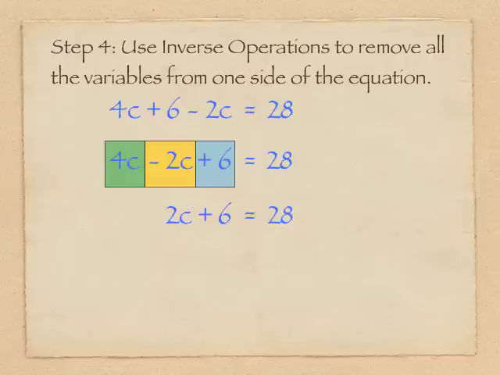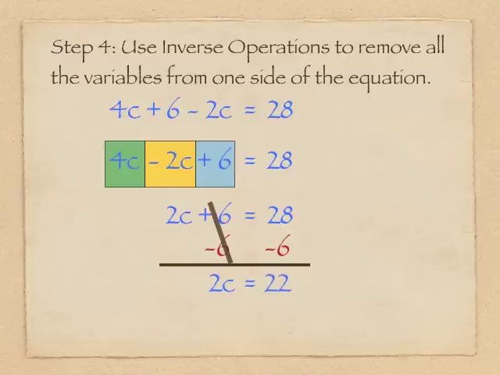So by recombining that first equation, we combine the like terms, and now I get an equation that looks very much like Mission 3. So I need to go on to now step number 3, which is to remove the adding 6 by subtracting 6 from both sides. Those 6's will cancel out, and I'll be left with 2c is equal to 28 minus 6, which is 22.